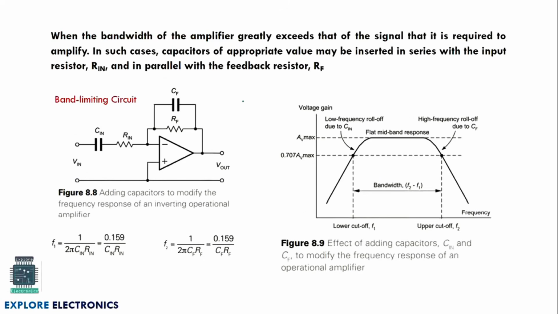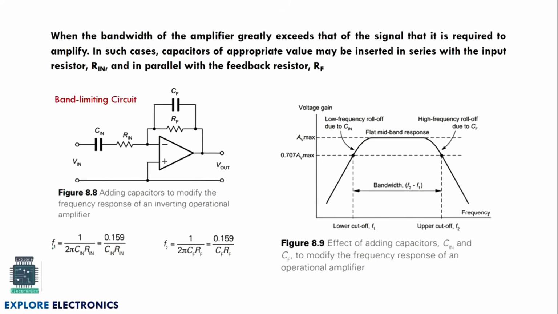And one more thing: if the bandwidth of the amplifier exceeds that of the input signal that is required to be amplified, what should we do? We need to restrict that, right? We need to limit the band. In such cases, we use capacitors such as CF and Cin, which are included with the inverting amplifier. If capacitors with appropriate values are inserted in series with Rin as well as in parallel with Rf, we can reduce the bandwidth.